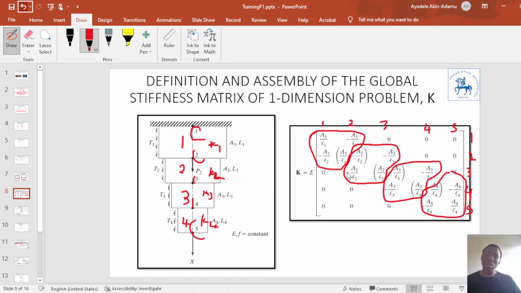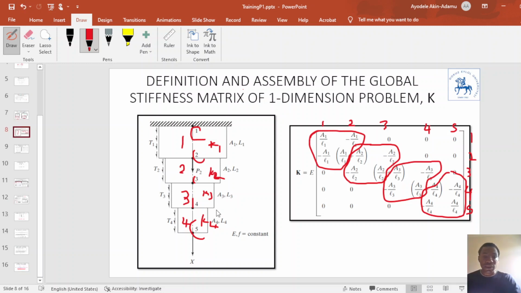So this is how the global stiffness matrix is assembled from the individual local stiffness matrices. In my subsequent lesson, I will be showing you a systematic procedure of assembling the global stiffness matrix by using the MATLAB program. It is very, very easy to assemble this using MATLAB.